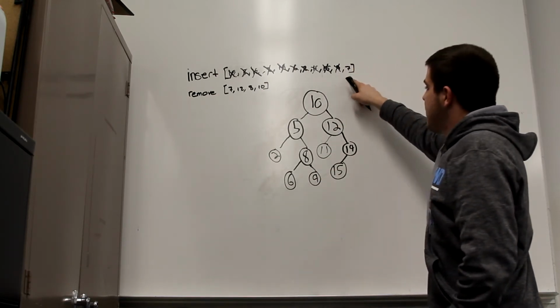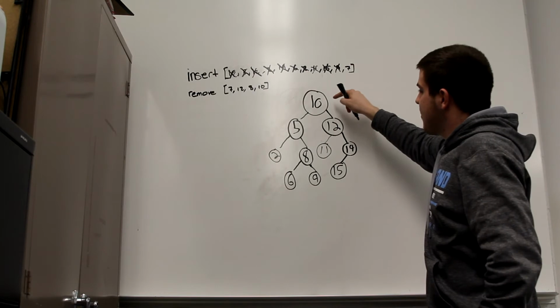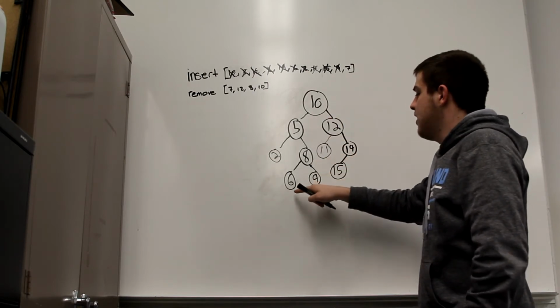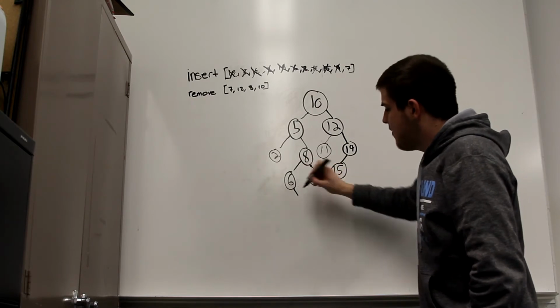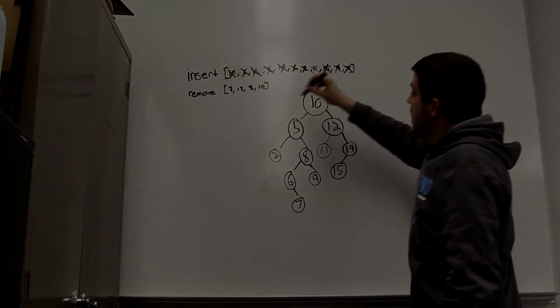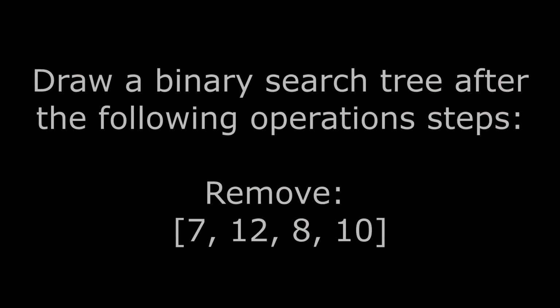And finally, we go to insert 7. 7 is less than 10, greater than 5, less than 8, and greater than 6. So 7 becomes the right child of 6. And that's the tree after all of the insertions.